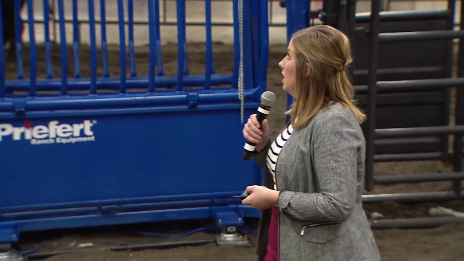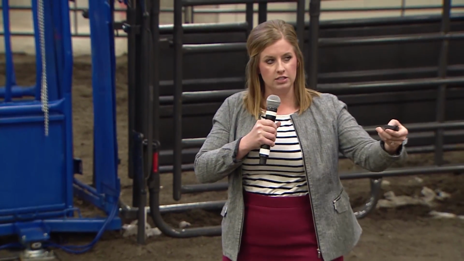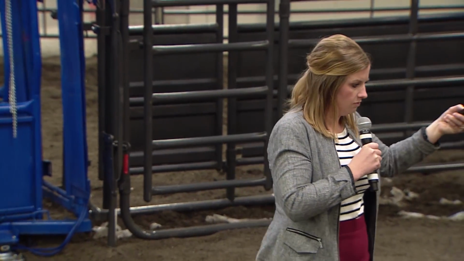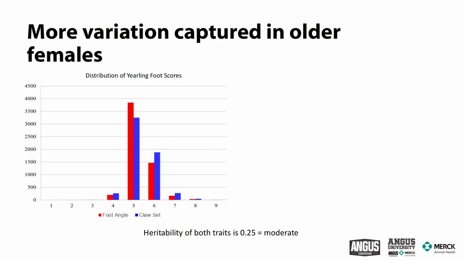We found that these foot scores were heritable. We found that this data was able to be analyzed, and we were actually able to make genetic progress with something like foot structure and with these two individual scores. And I put up this graph of basically the distribution that we have in our yearling aged animals.